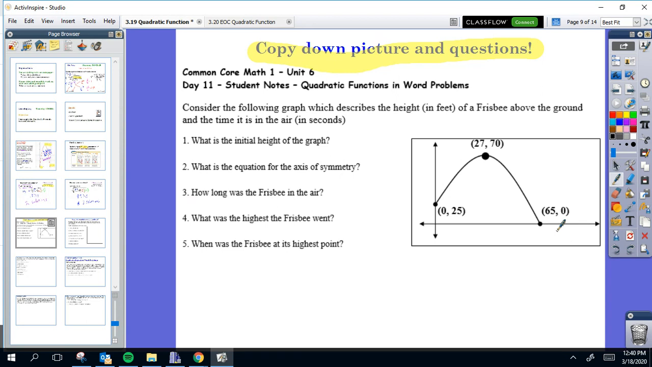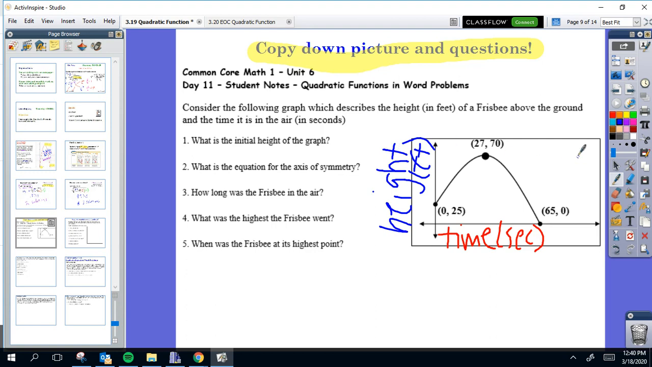All right, so let's take a look. The first thing I want you guys to do is to label your graph. So I know on the bottom right here is my x-axis, my independent variable. You should label that as time. And time in this scenario is being measured in seconds. On the side, our y variable is going to be height, and it tells us it's being measured in feet. All right, so make sure you have that labeled.